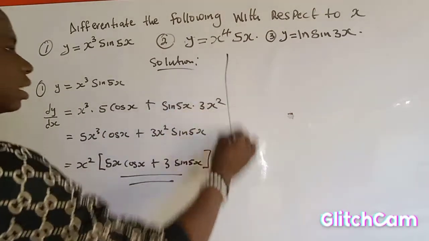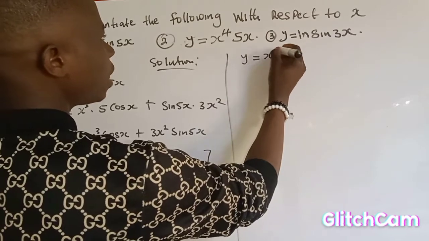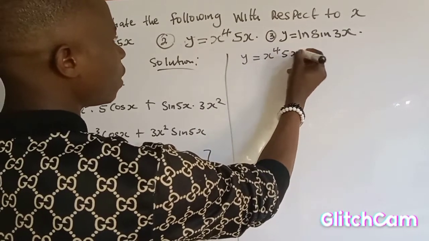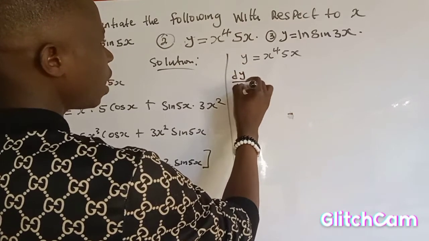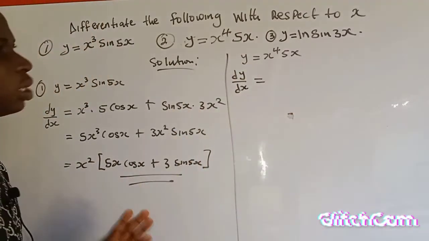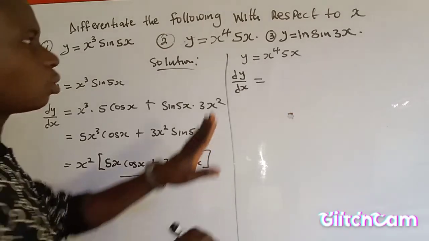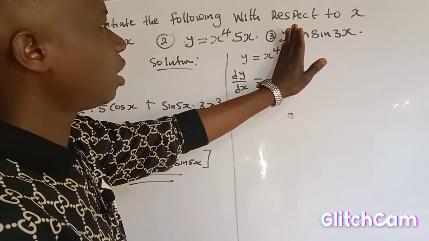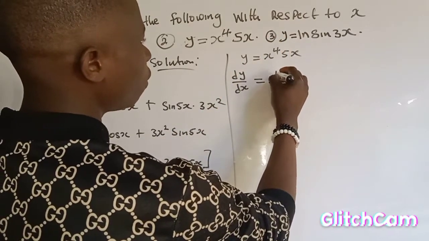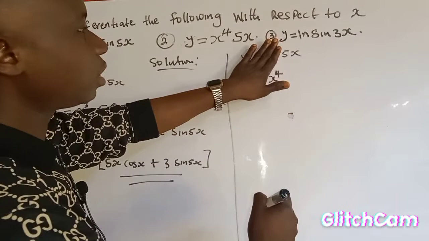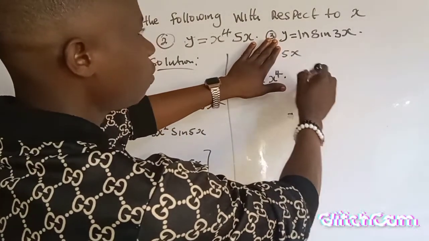Let us look at the second part of the question. We see y is equal to s to the power of 4 times 5s. So you do the same thing with respect to s. I'll have my dy over ds will be equal to, then you do the same thing. Instead of using the product rule formula, we cover the one on the left hand side. We are left with s to the power of 4. Then you cover this, you differentiate this, multiply by the differentiation of 5s.